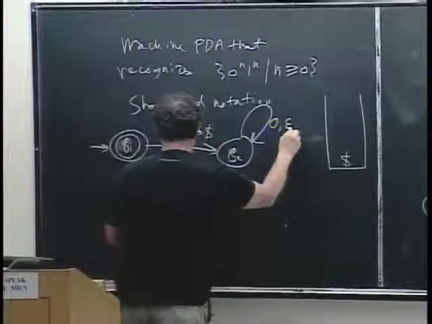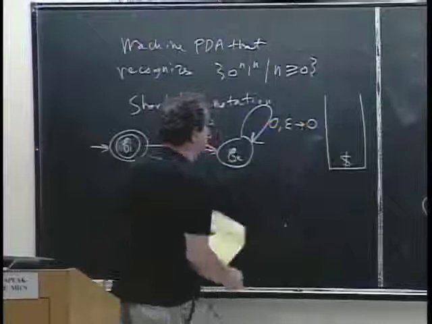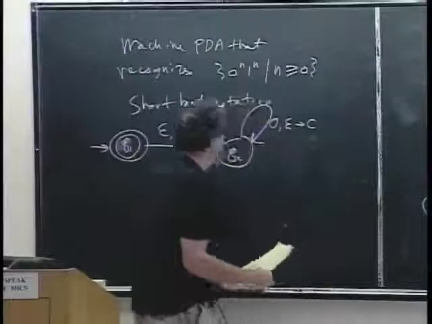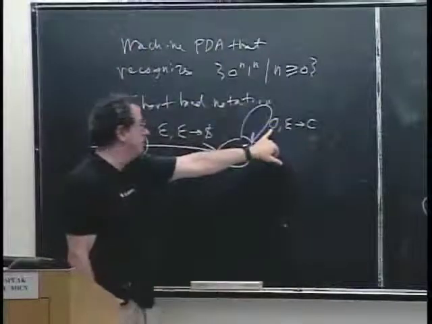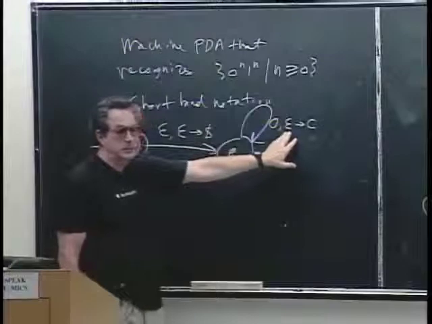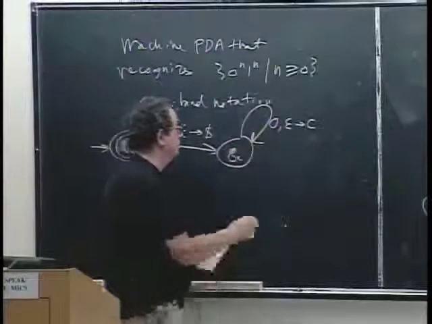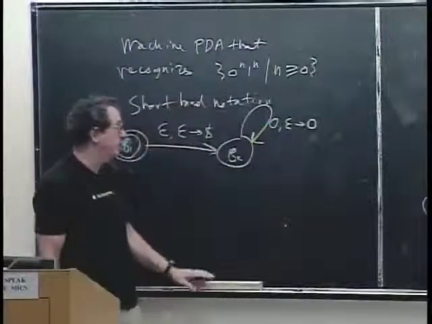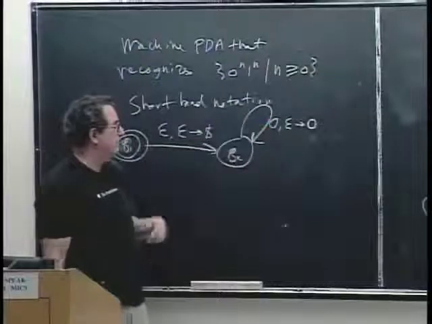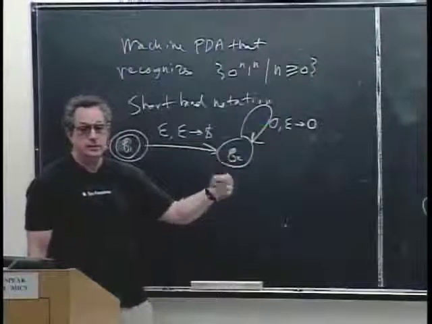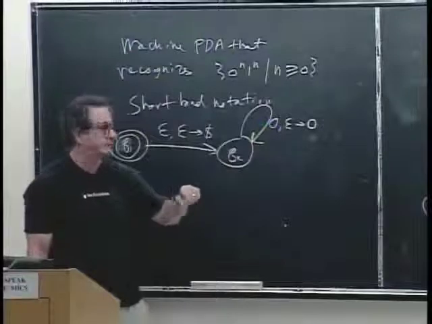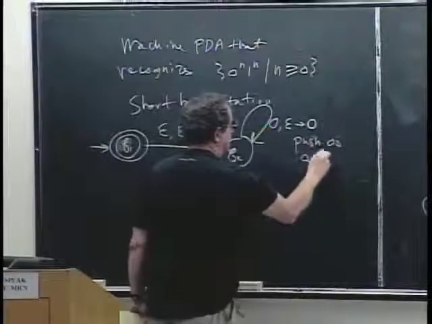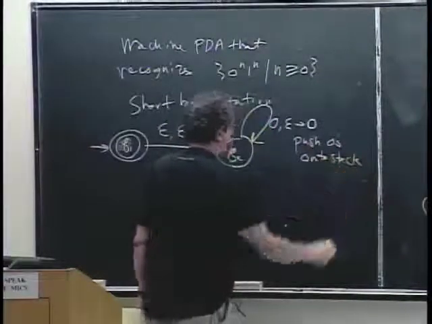0, epsilon goes to 0. Okay? So what is this doing? Let me take this away. This is saying if you see a 0 on the input tape, you're not even going to read what's on the stack, but you're going to push a 0. So this is doing what was suggested over there, that as the machine is reading zeros, consecutive zeros, it's pushing those onto the stack. That's what this is. Push zeros onto the stack.